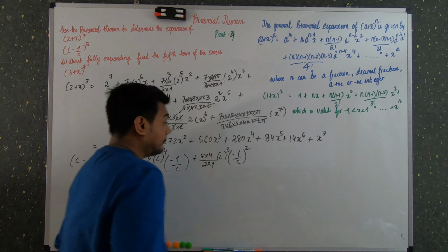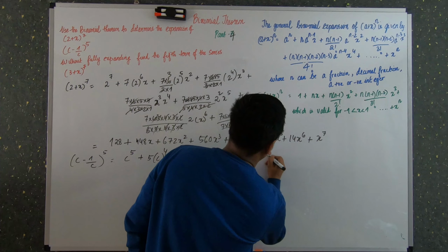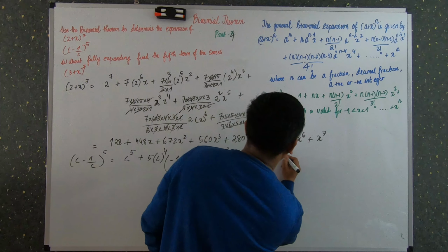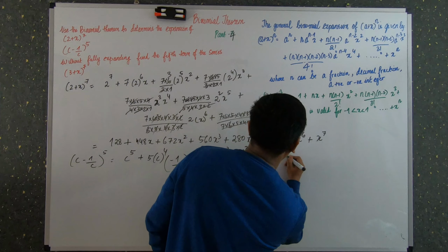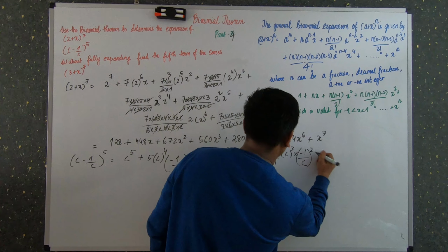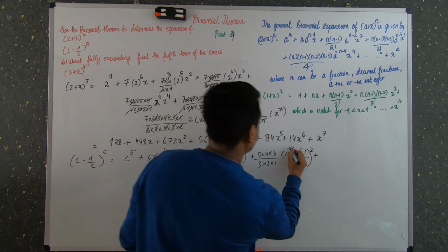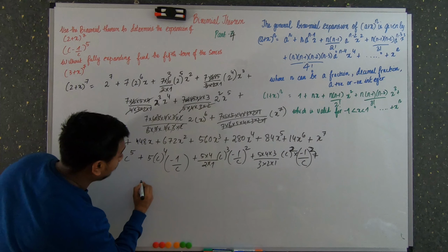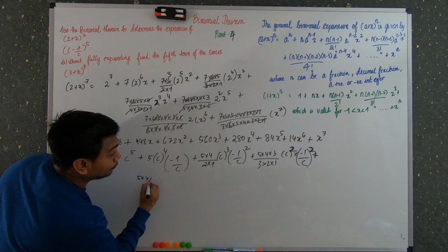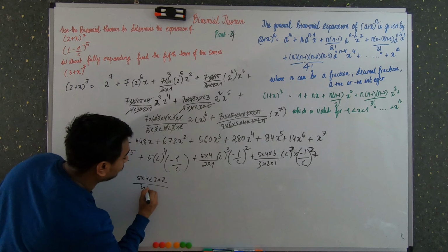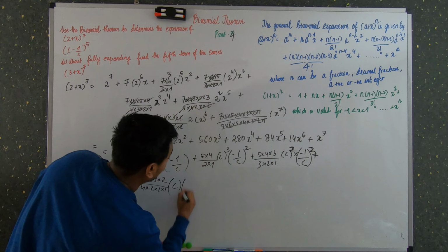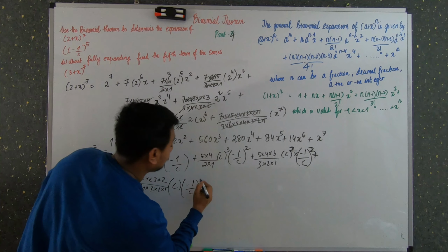Again, what is the next term? Plus 5 into 4 into 3 by 3 into 2 into 1, right? So what would it be? c squared into (minus 1 by c) the whole cubed. Sorry, I made a mistake. It is 2 and it is 3. Okay, what would be the next term again? 5 into 4 into 3 into 2 by 4 into 3 into 2 into 1. That is 4 factorial, right? So what would it be here? c into (minus 1 by c) the whole raised to 4.